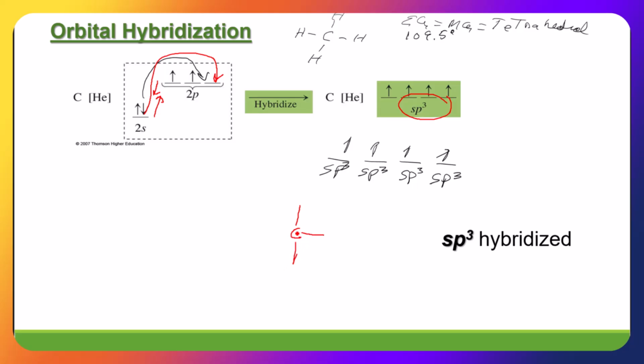It wants to make 4 bonds, and we have sp3 hybridization. If you have 4 electron domains, you have sp3 hybridization. It's not hard. 4 electron domains, 1 plus 3 is equal to 4. That's where we get the sp3 hybridization, from the 4 equivalent bonds. 1 plus 3 equals 4. I know that's an ugly 4.